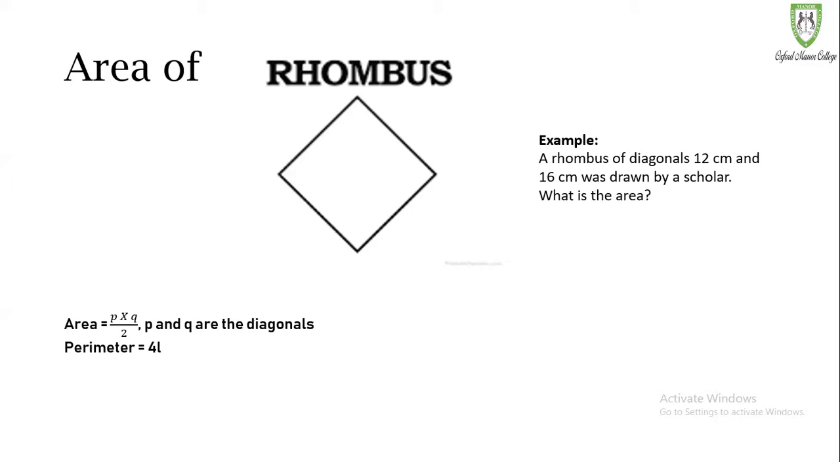This is a question. A rhombus of diagonals 12 cm and 16 cm was drawn by a scholar. What is the area? We have this as the area: 12 times 16 divided by 2, which is 6 times 16, which is 96 cm squared.